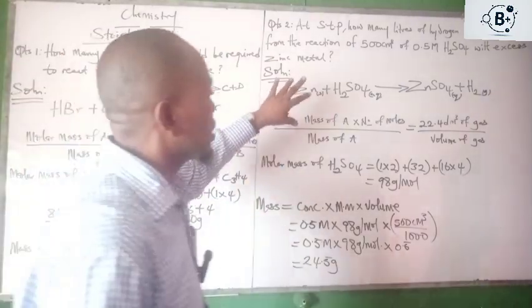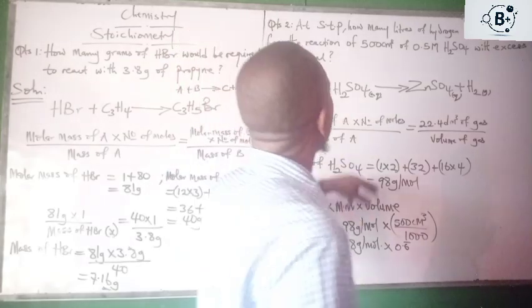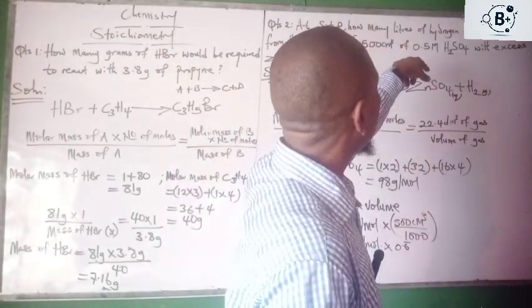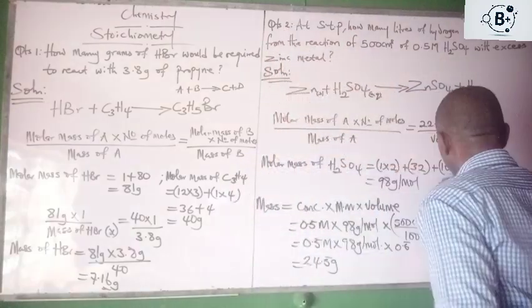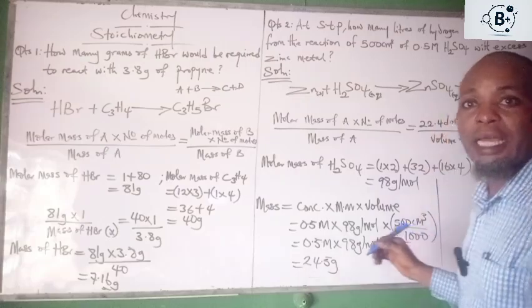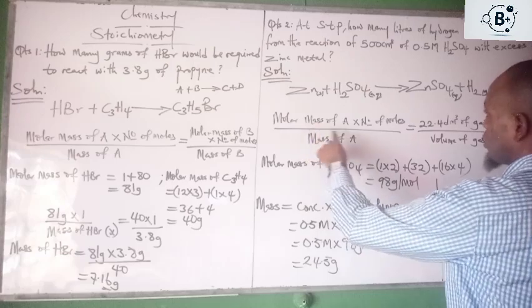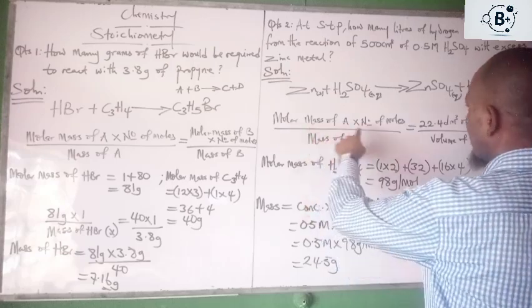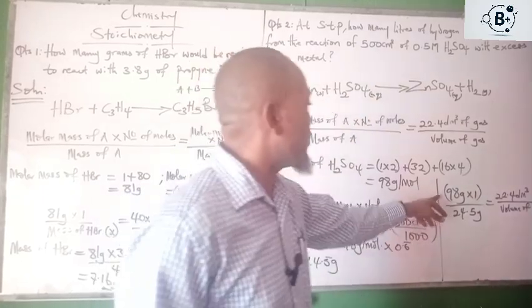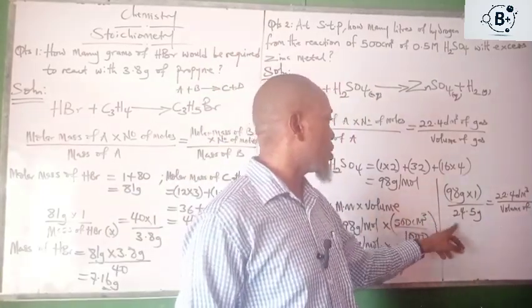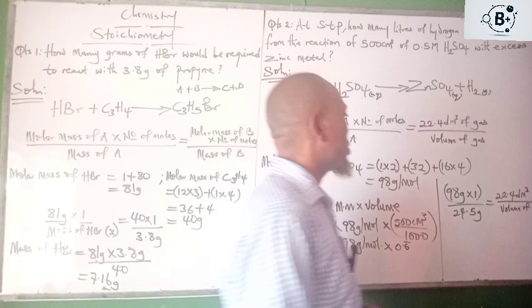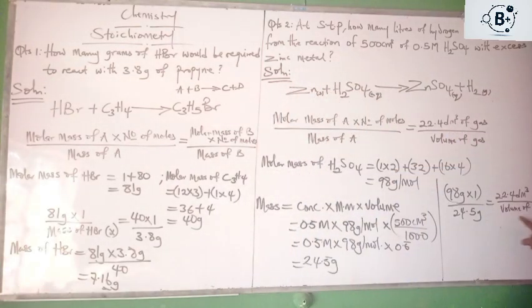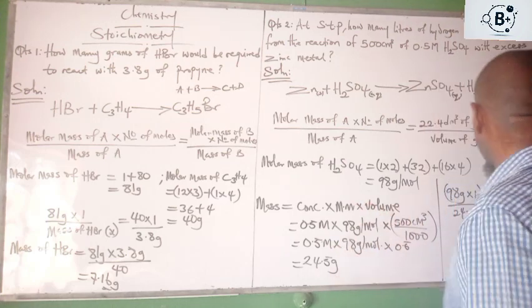So we can now bring everything down to this place. We want to know how many liters of hydrogen. So that is the volume of hydrogen. That is what we are looking for. So let's bring it down here. We have it this way: 98 times 1 over 24.5 is equal to 22.4 dm cube over the volume of hydrogen, which is what we don't know. So we make the volume of hydrogen the subject of the formula.